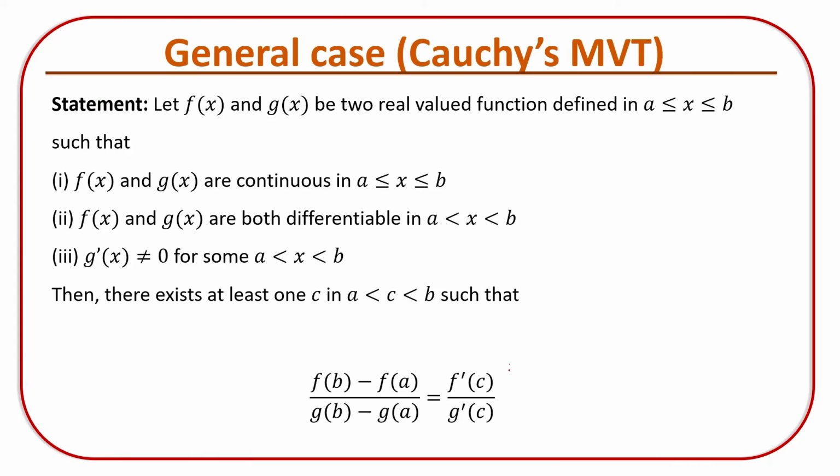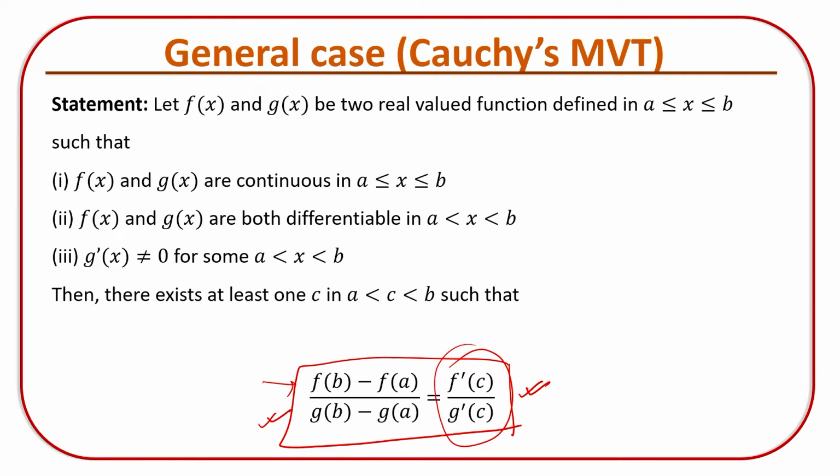I believe we had explored this with some examples, as well as its applications. So as you can see here, this is the general case for the Cauchy mean value theorem. We can have the ratio of the slopes of the tangent line at the point c, and that is equal to the difference of the functional values of f divided by the difference of the functional values of g.